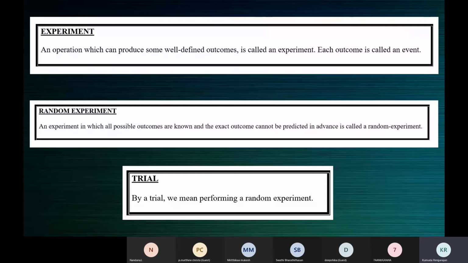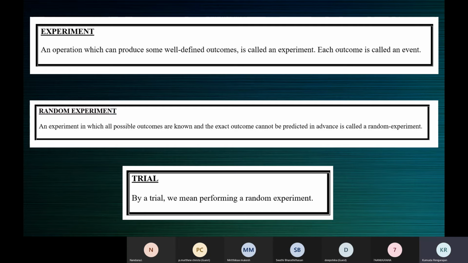You can give some examples of experiments. Tossing a coin. When you toss a coin, you're performing a random experiment. You know the coin will show up head or tail, but which one it will show, we don't know. So the outcomes are well defined, head or tail, but which one you don't know in advance. So it's a random experiment.